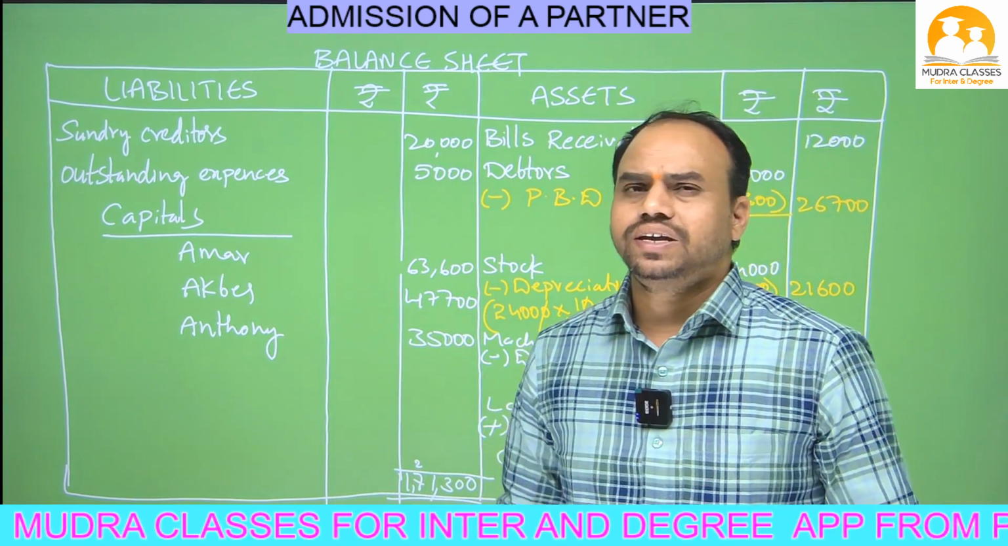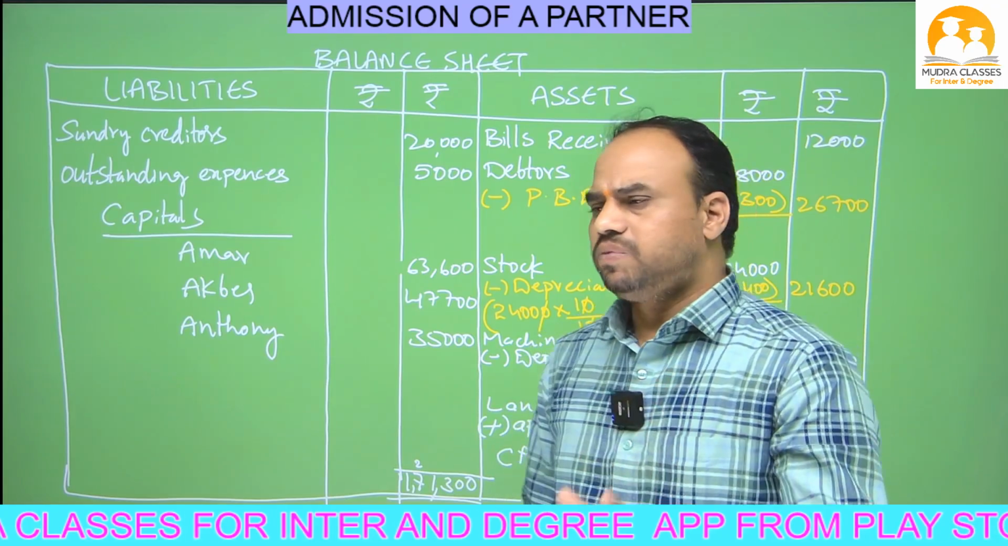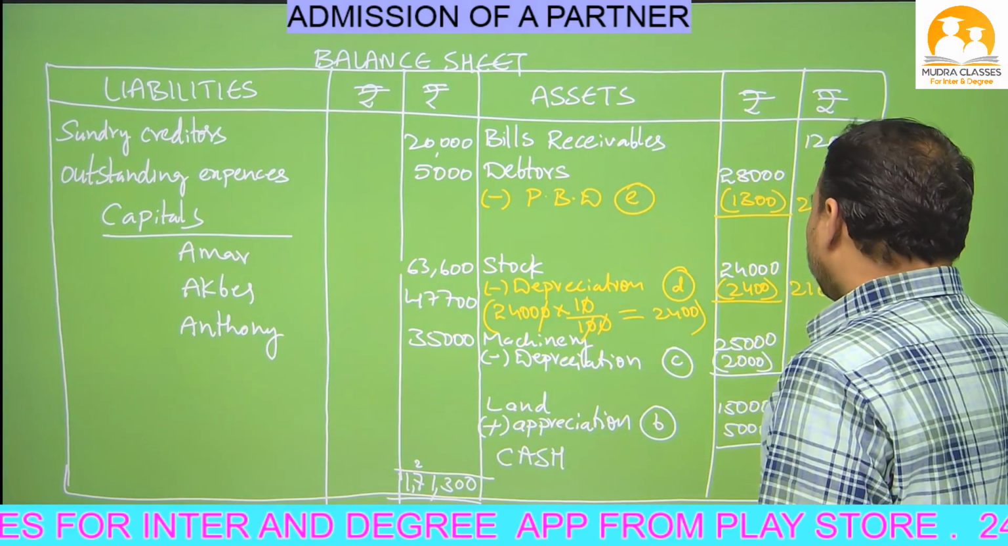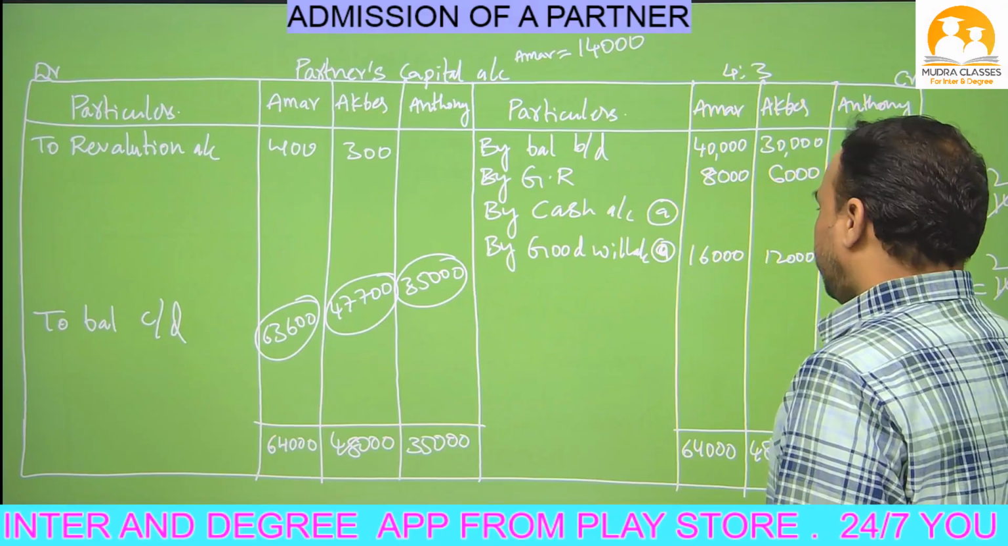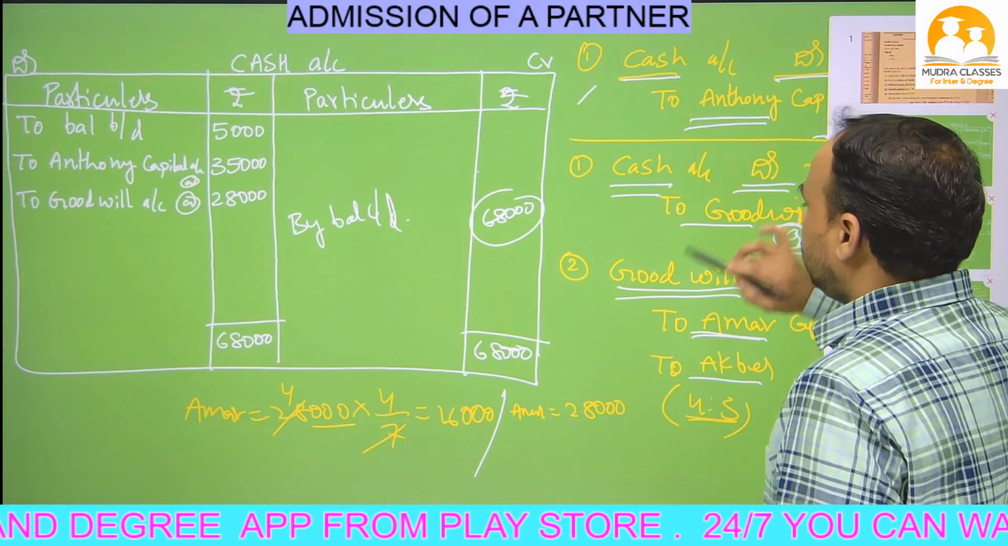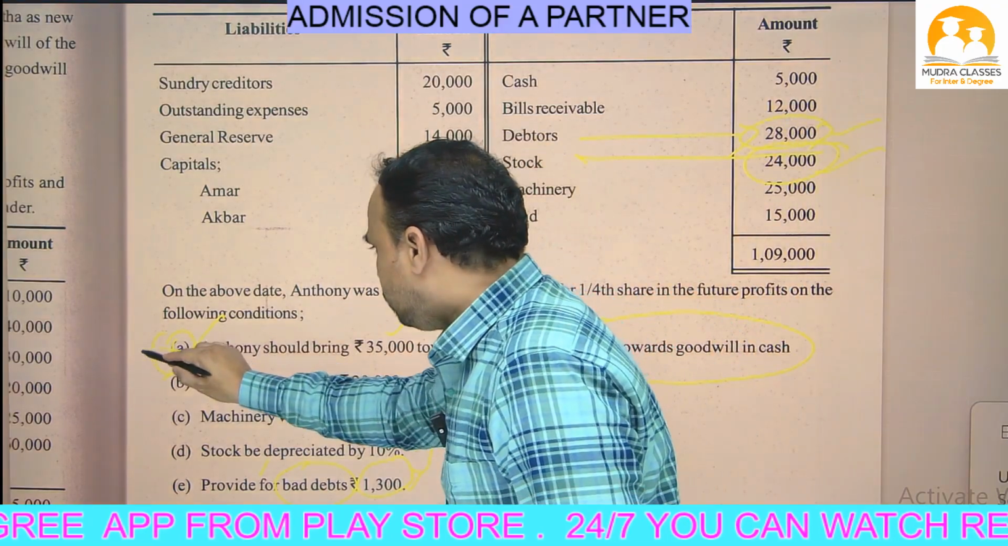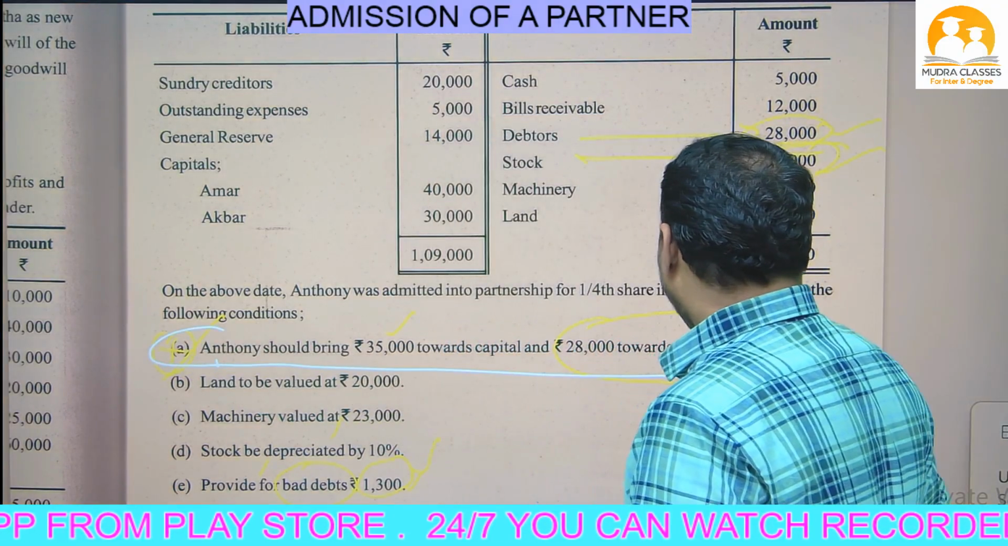Very easy. The only difficult part in this problem is the first journal entry. See in the question, first point number A is the only difficult one for you.